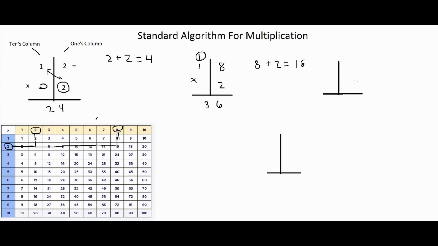And now let's move on to numbers that are greater than 2-digit. So 2-digit by 2-digit or greater. Right now we've only done 2-digit by 1-digit. So if we go here, we can do something like, let's do 12.